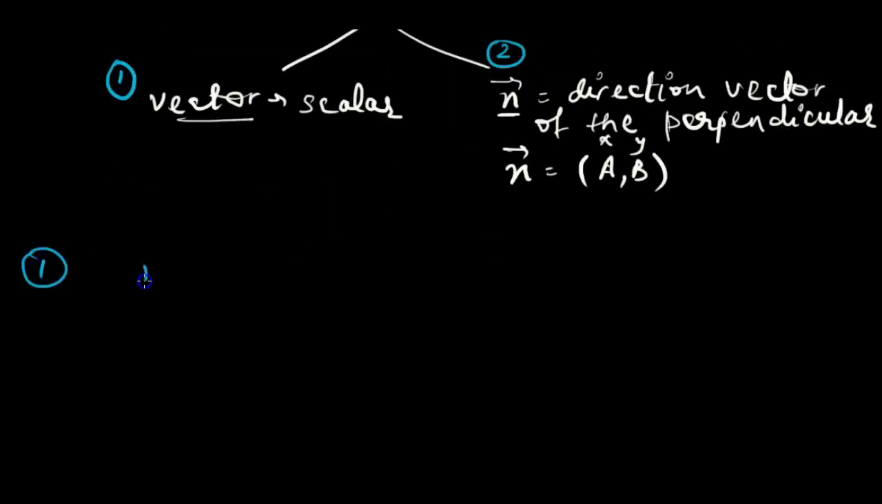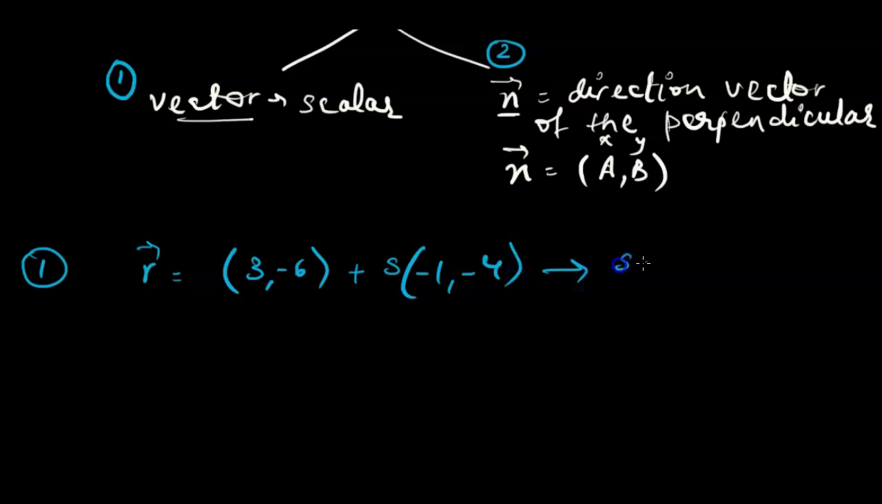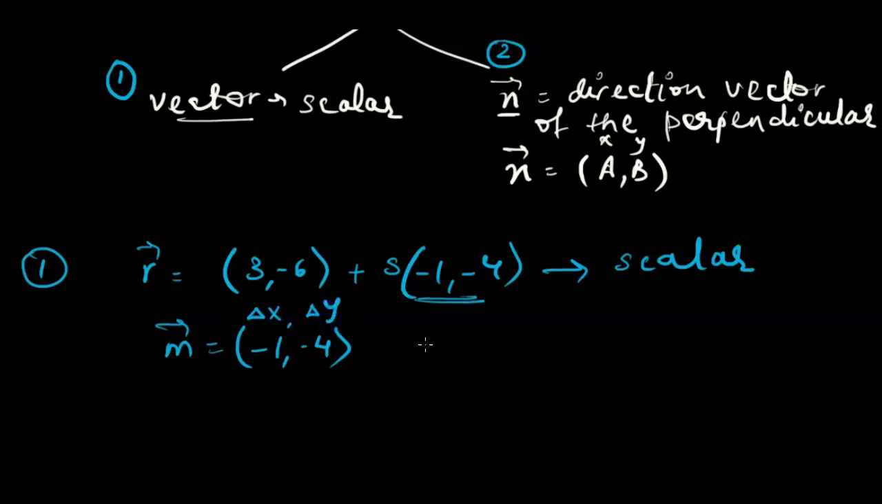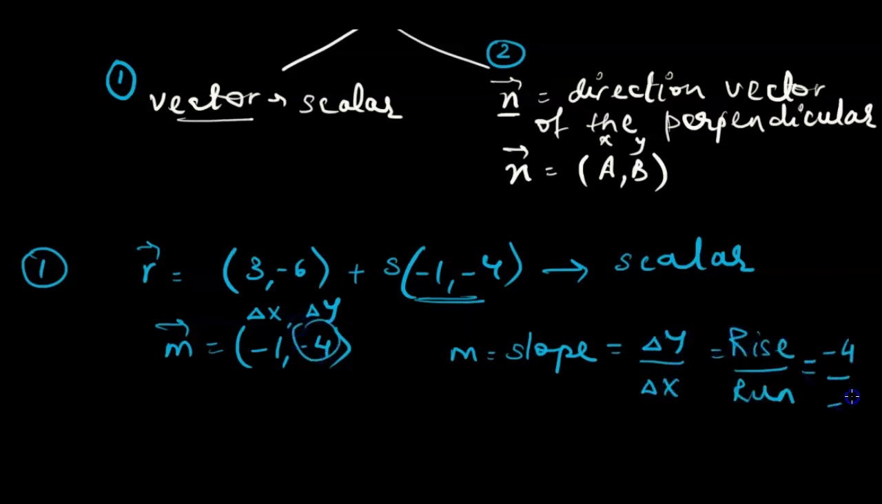So for the first one, we are given a line equation in vector form that is represented as r equal to (3, -6) plus s(-1, -4). And we have to convert this vector equation to scalar or Cartesian form. So all we need to do is bring out the direction vector coordinates, and that's (-1, -4). We know the direction vector's first coordinate is change in x, and this is change in y. We can use this to write down the slope. M can be written as slope, and slope is change in y over change in x, or rise over run. And we know the rise is -4, run is -1. So basically the slope that we got is 4.